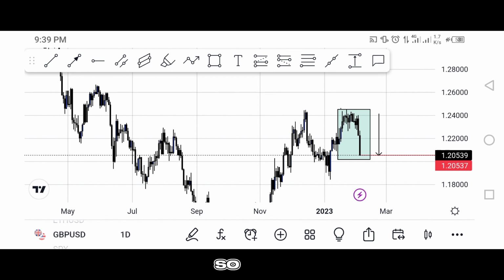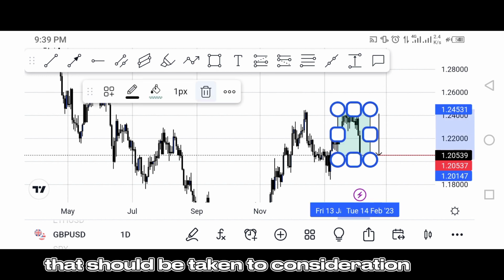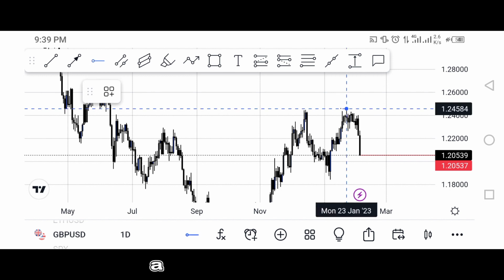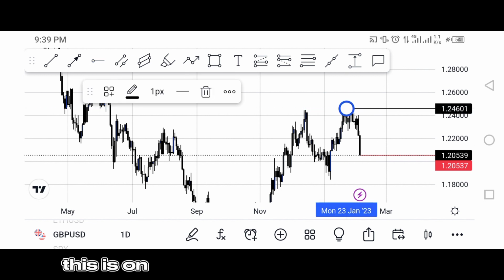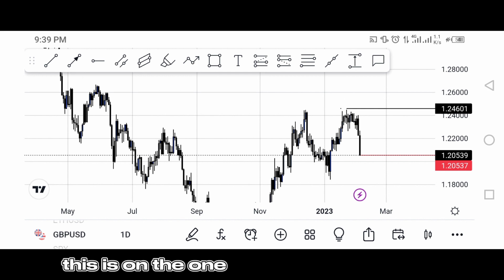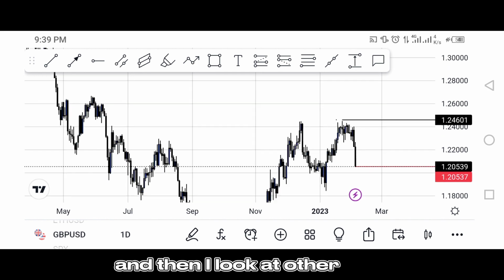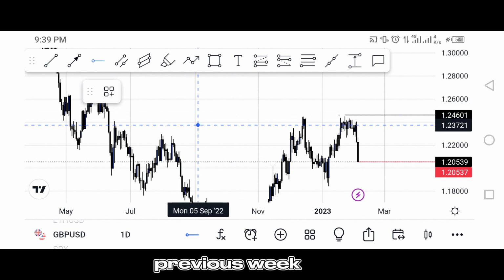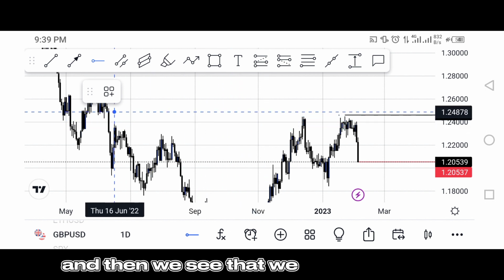You understand? So this is a focus that should be taken into consideration, that the market has been having what's called a bearish move. This is on the 1 hour time frame, and then I look at other liquidity points from previous months, previous week, and then we see that we have one.